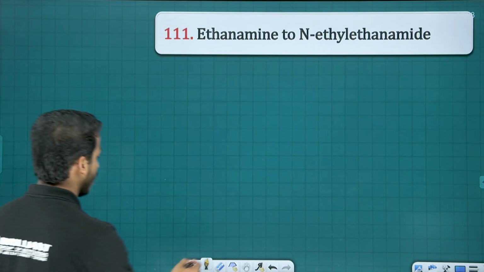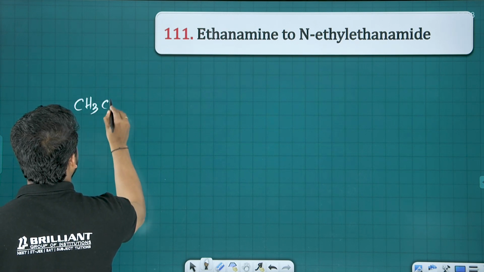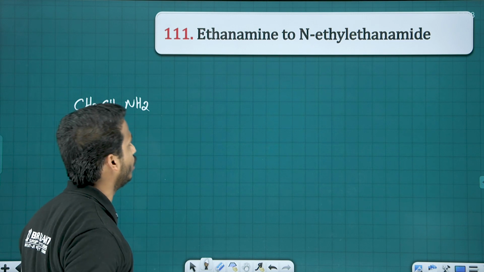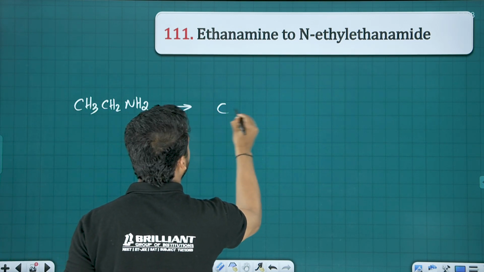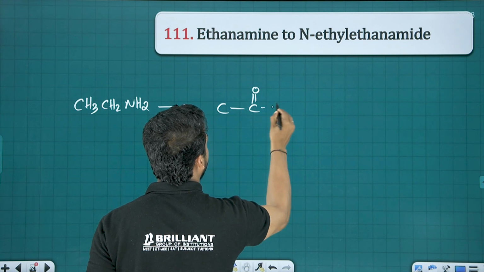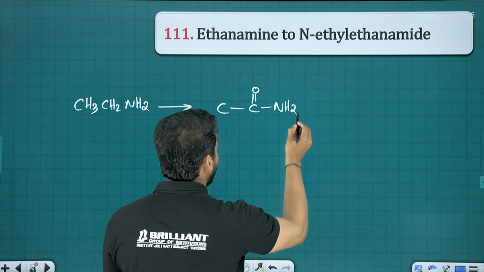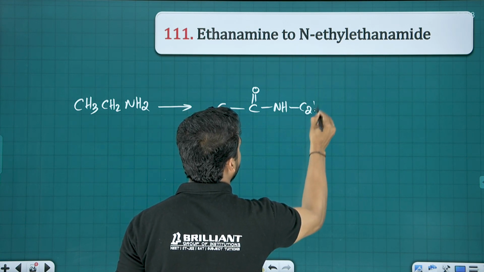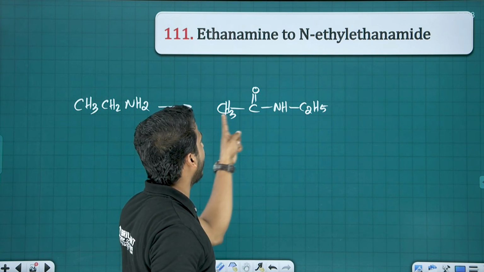Ready? Next one, how will you convert ethanamine? What is ethanamine? CH3CH2NH2. How will you convert ethanamine into N-ethylethanamide? What is that? N-ethylethanamide. Ethanamide means 2 carbon with the amide. N-ethyl means on this nitrogen there is an ethyl group, that is C2H5. So this is the compound called N-ethylethanamide.